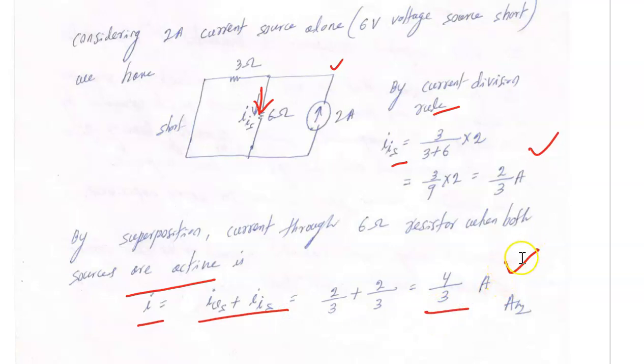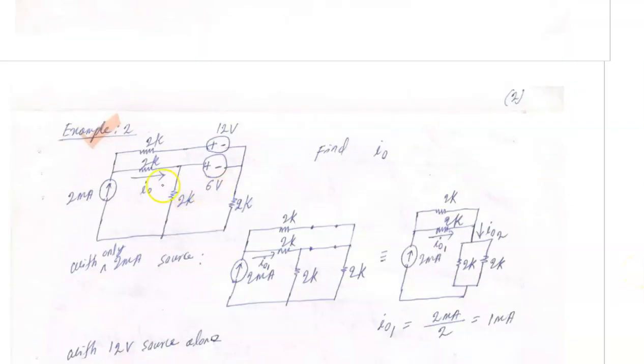Quite easily done. Consider this. Here intentionally I have given 3 sources: a 2 milliampere source, a 12 volt source and a 6 volt source. Find I0. I0 is the current through the 2 kilo ohm resistor as marked in the circuit.